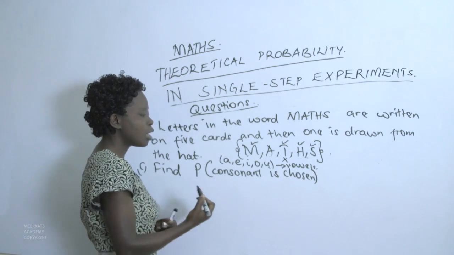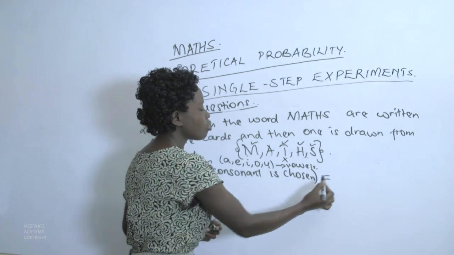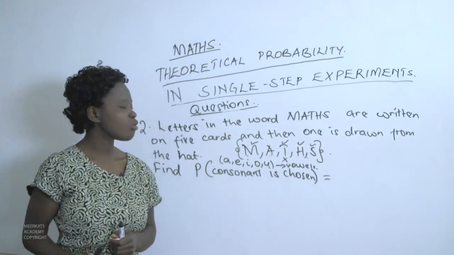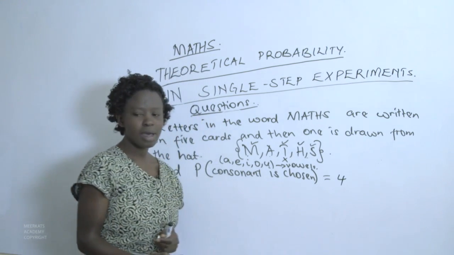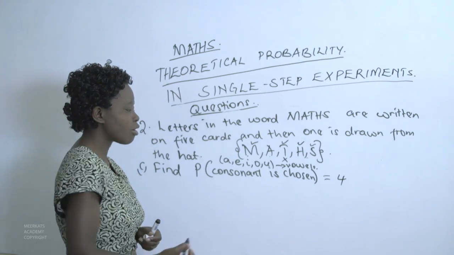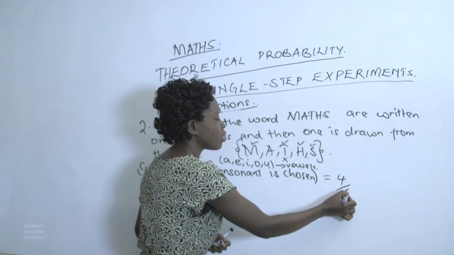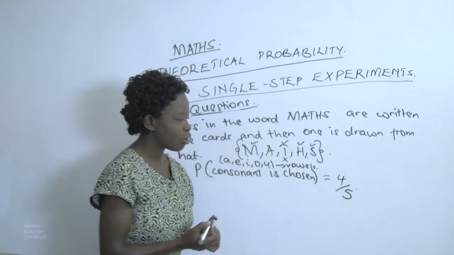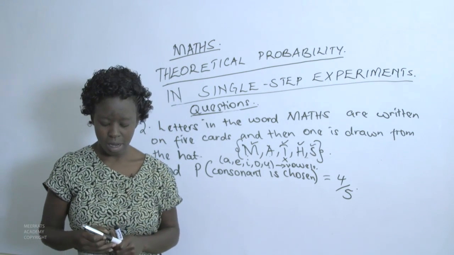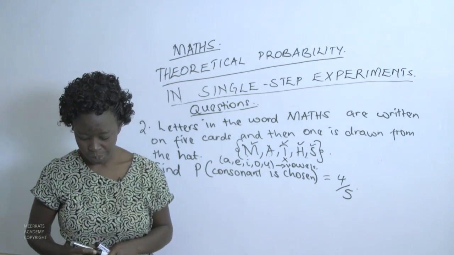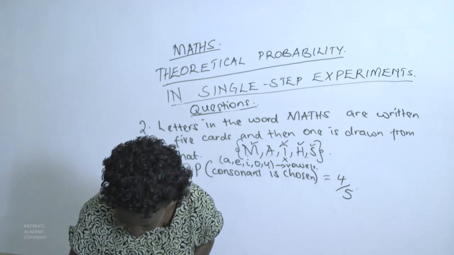So what does it mean? For the probability of choosing a consonant, the number of favorable outcomes we have is 4. The total number of outcomes is 5. So the probability of choosing a consonant from that given word is 4 out of 5.